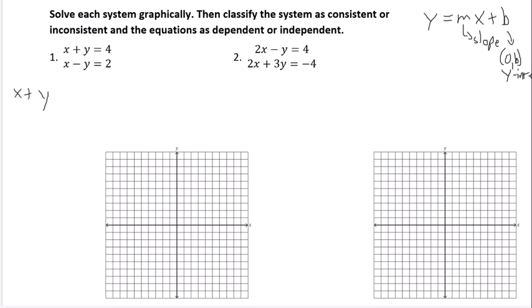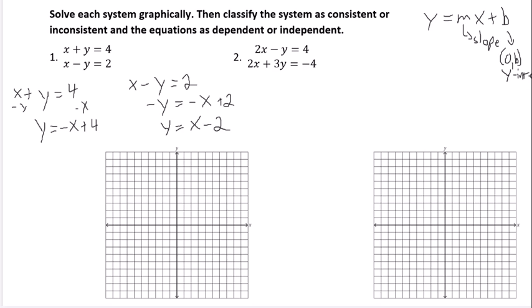x plus y equals 4. Subtract x, and we get y equals negative x plus 4. And we take x minus y equals 2. And that's negative y equals negative x plus 2. Divide everything by negative 1, and you get y equals x minus 2.